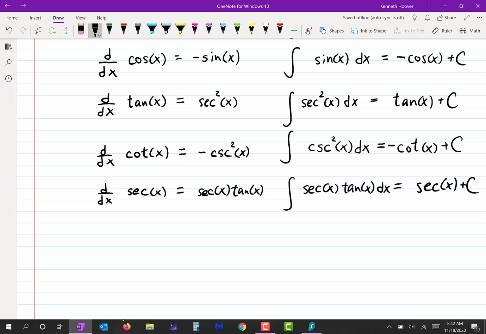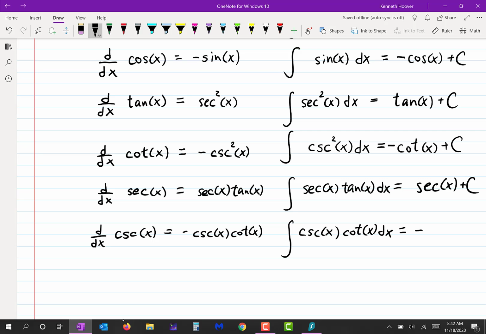Okay, another one. The derivative of cosecant is negative cosecant times cotangent. That means the integral of, what do you think I'm going to write here? Cosecant times cotangent equals, what do you think? Negative cosecant.